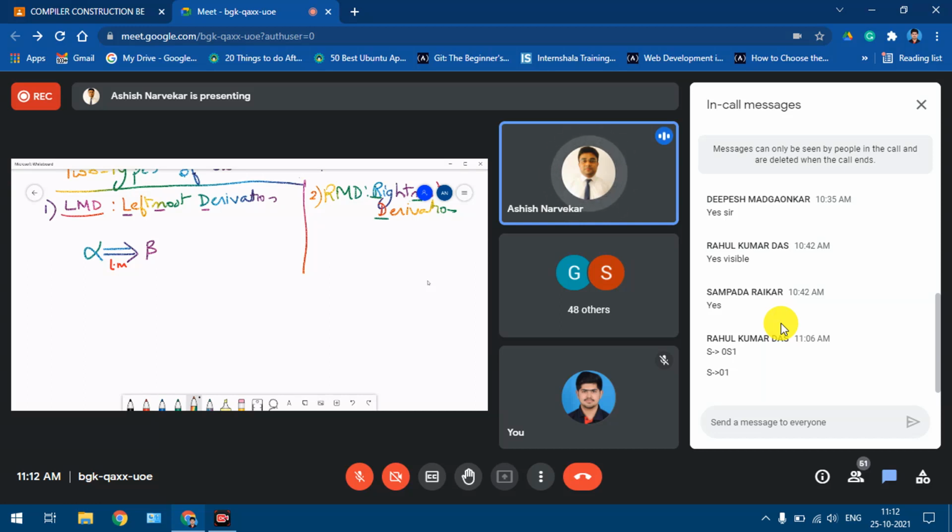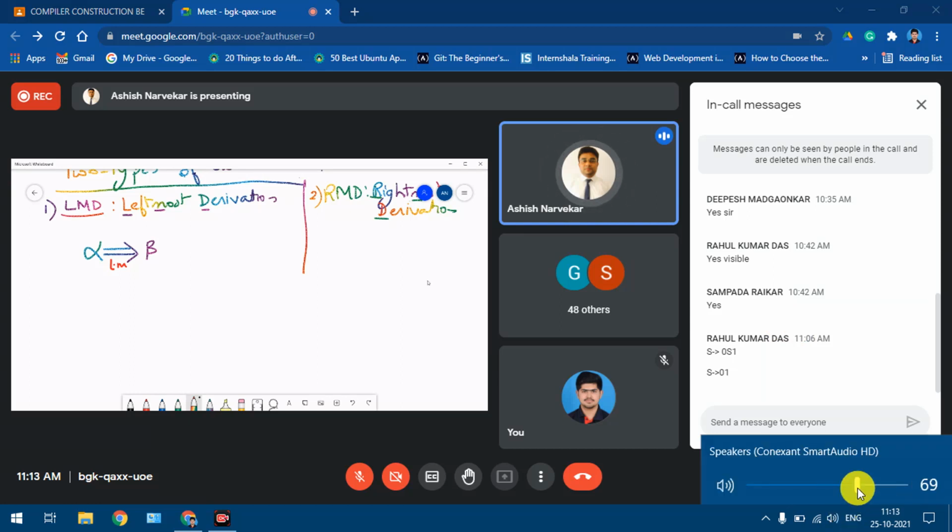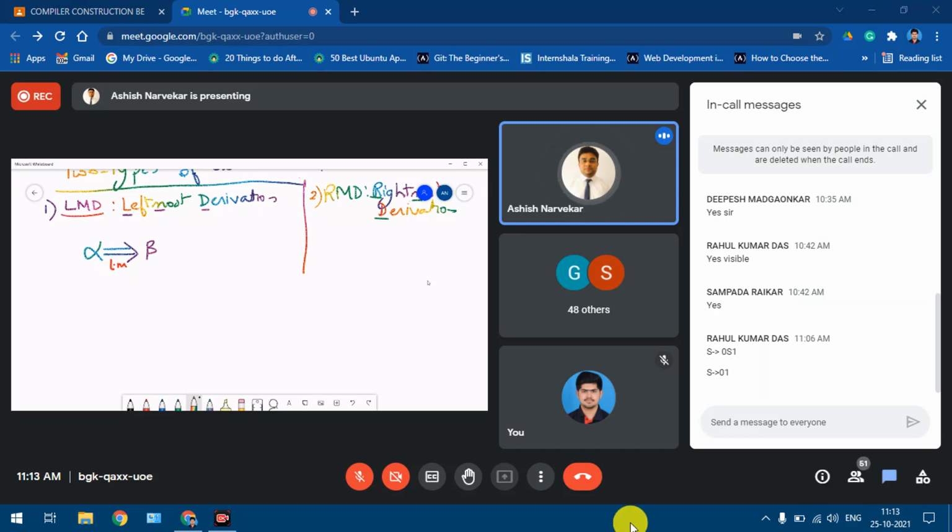Leftmost derivation is something wherein, given a particular production rule, we start replacing the leftmost symbol or the leftmost variable of that production with some other production. Just to take an example, suppose I have S derives AB, and also I have S derives A and S derives B.